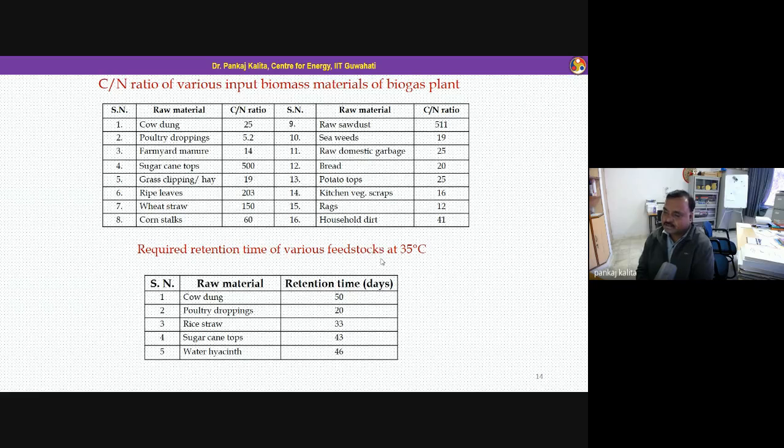Okay, and we'll have retention time for various feedstocks if we maintain at 35 degrees C. Like cow dung, it's about 50, poultry droppings 20, then rice straw 33, then sugarcane tops is 43, then water hyacinth about 46 days.